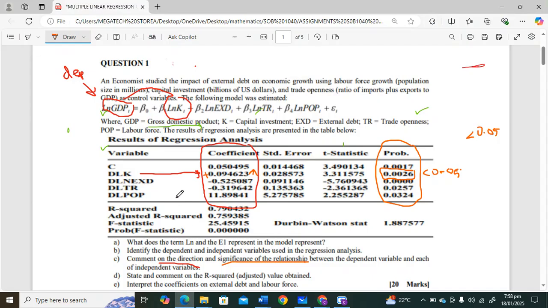So next, we've evaluated the relationship between GDP and capital investment. From the coefficient, since it's positive, it means they're moving in the same direction. If capital investment increases by 1 unit or 1%, GDP is going to increase by 9.4%. Then when you come to the significance of the relationship, our p-value is less than 0.05. So this relationship is significant, meaning in actuality, capital investment does affect GDP.